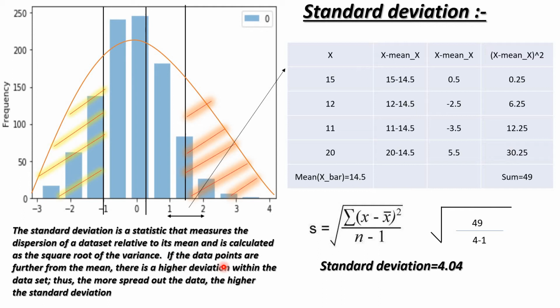Now if the data points are further from the mean, what it means is that if each of the points is farther than the mean, there is a higher deviation within the data set. If your standard deviation is higher, that means that your data points are far from your mean, right? If your standard deviation is less, then you can consider that they are closer to each other, right guys? Hope this makes sense, what this standard deviation tells us.